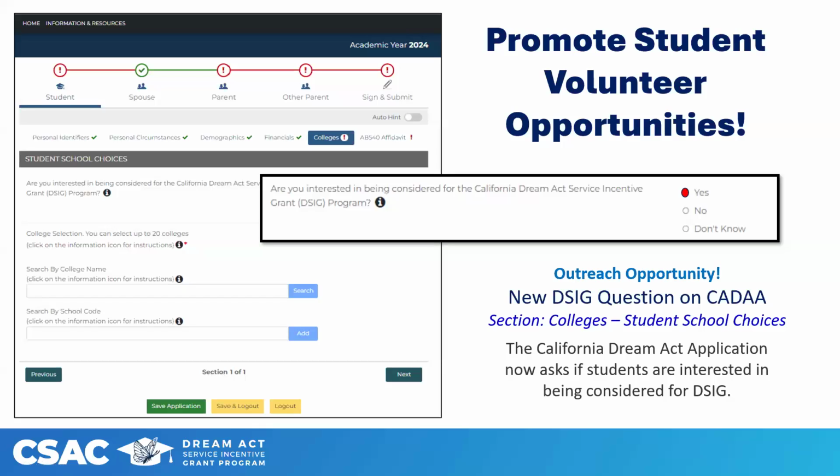If you need WebGrants access, please contact your campus WebGrants system administrator. Each campus should have 2 individuals with granting access to onboard new WebGrants users. And then for any WebGrants system admins on the line today, please consider giving reports access or sharing the reports to the Dreamer resource centers for outreach purposes, so you can reach out to students interested in DSIG and then help them out with that process.